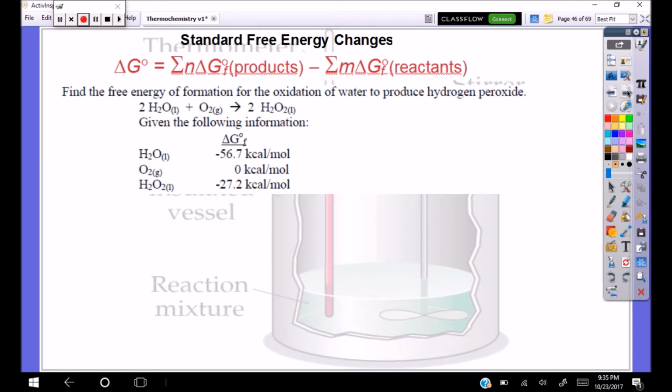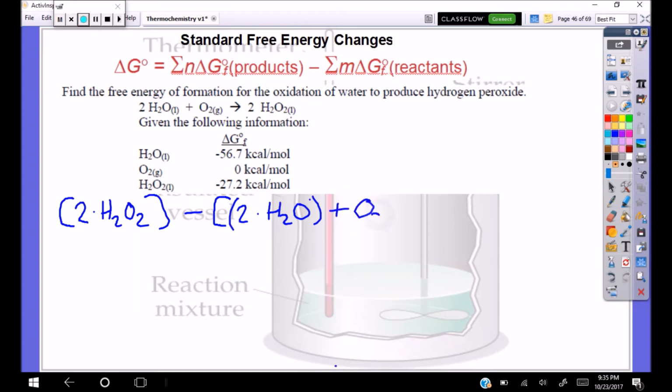Well, all we need to do is add up the sum of our products and the sum of our reactants, and of course we need to keep it proportional to our moles, and we should be able to find our delta G. So the only product we have here is our H2O2. All right, and then we're going to subtract 2 times my H2O values. I'm going to put parentheses around that, plus my O2.